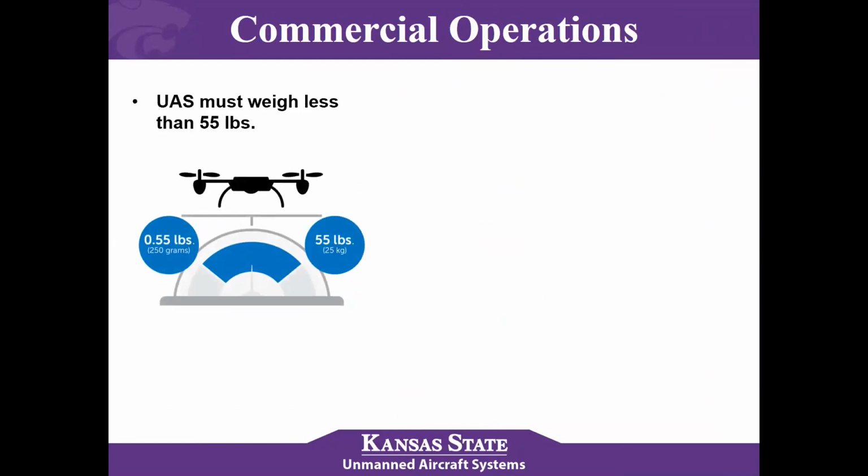UAS must weigh less than 55 pounds. I think there's a lot of questions coming in, and one of the ones I saw is whether 55 pounds includes that category. It has to be less. If you have an aircraft that weighs 55 pounds, you are not within the Part 107 regulation category. So 54.9 pounds, you're okay. 55, you're in a different class.